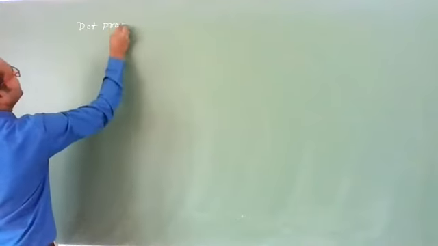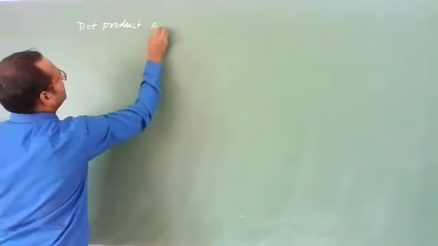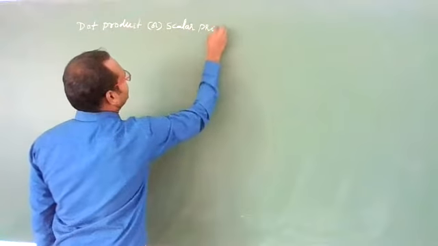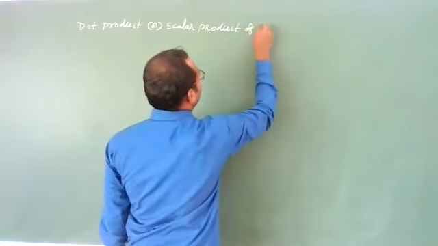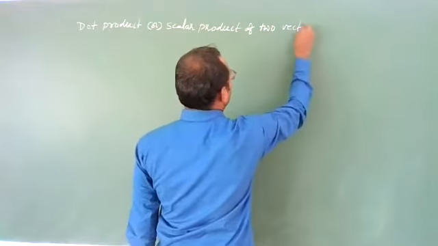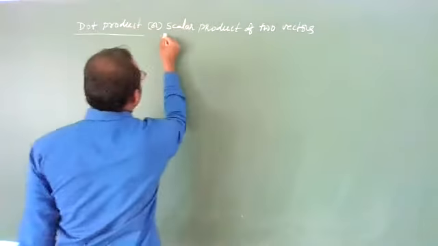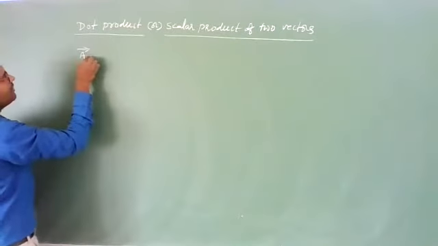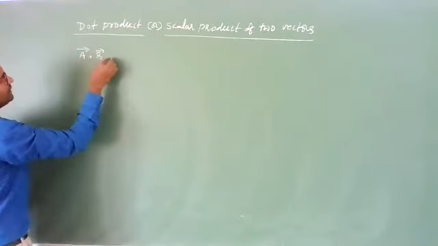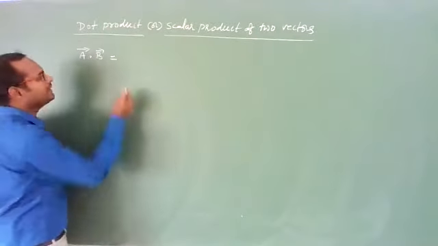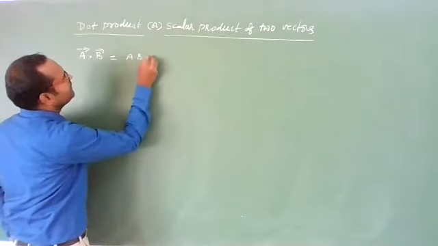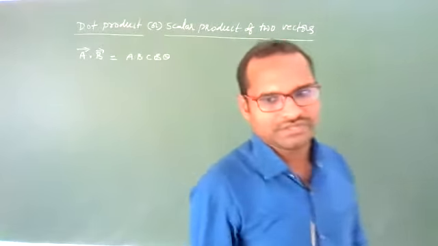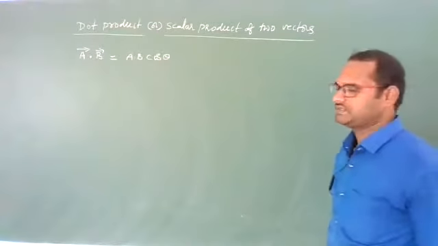Dot product, or scalar product, of two vectors. This we are discussing. Students, let us suppose we have two vectors A bar and B bar. If you take the dot product of these two, what will you get? You will get AB cos of the angle between them. I told you yesterday, in the previous class.